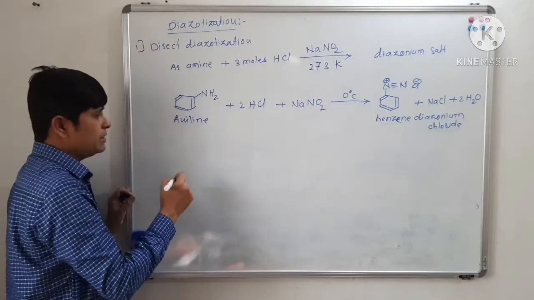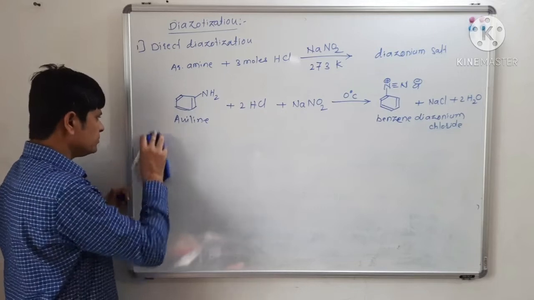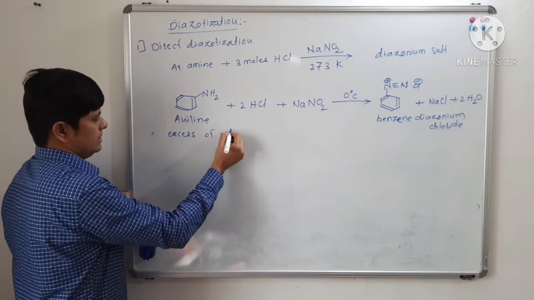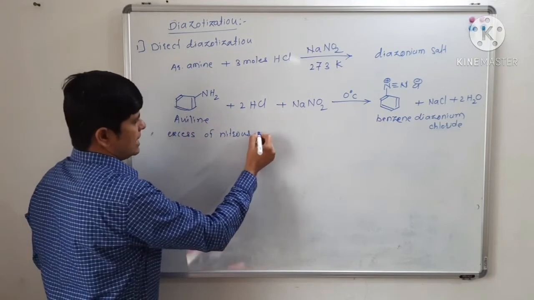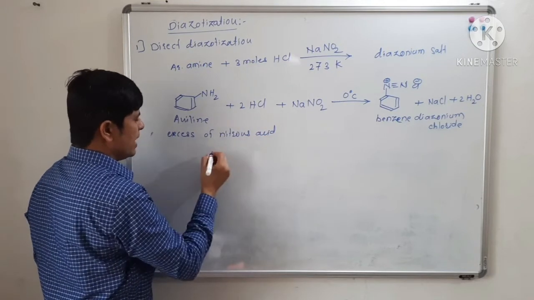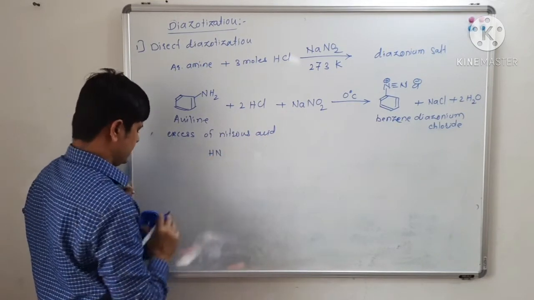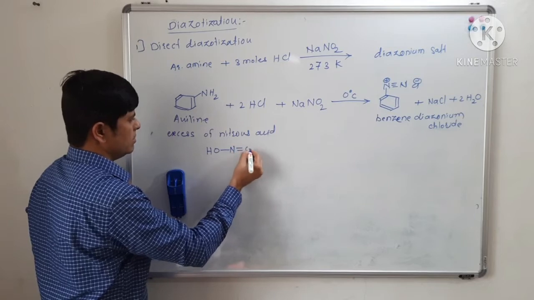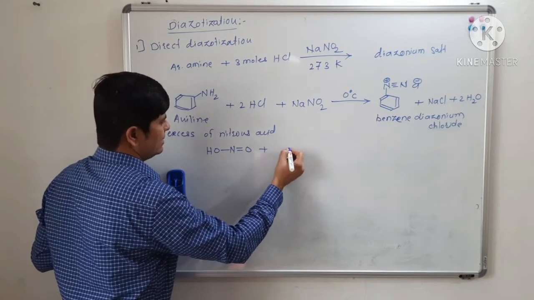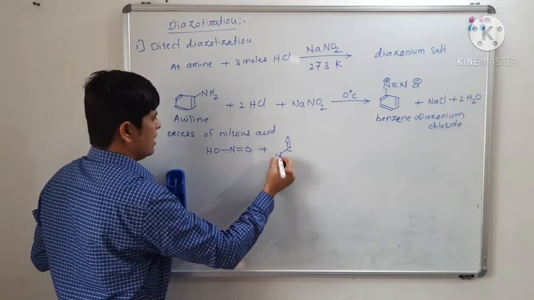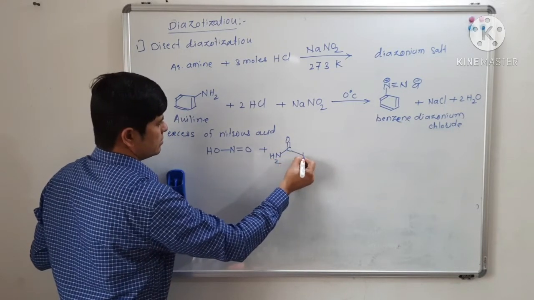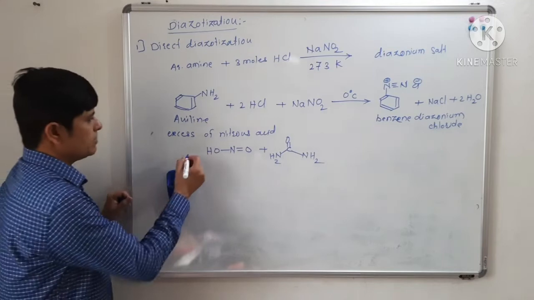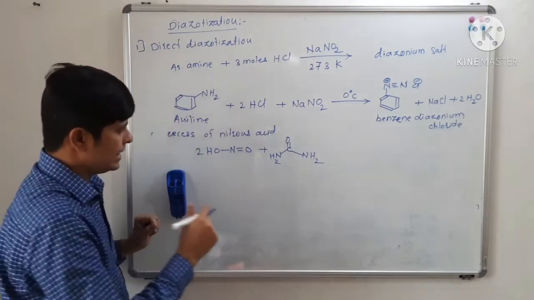Okay, now see, in this method, an excess of nitrous acid is removed by, okay, excess of nitrous acid. What is the formula for nitrous acid? OH and double bond O. It is removed by adding urea. Okay, excess of nitrous acid is removed by adding urea.